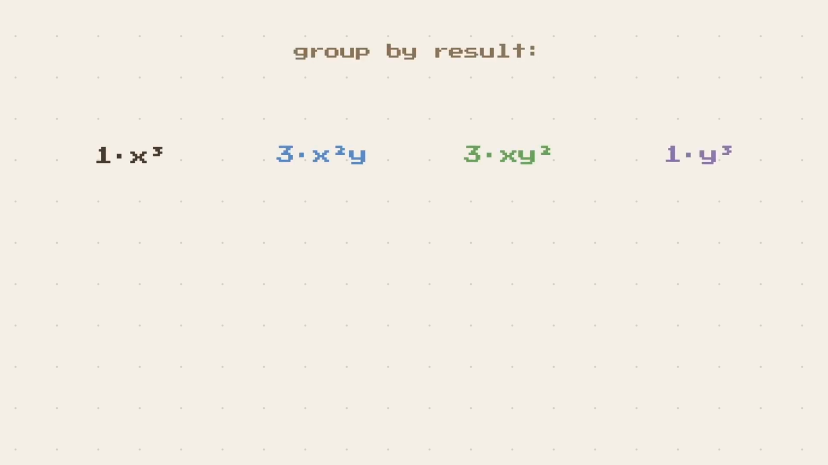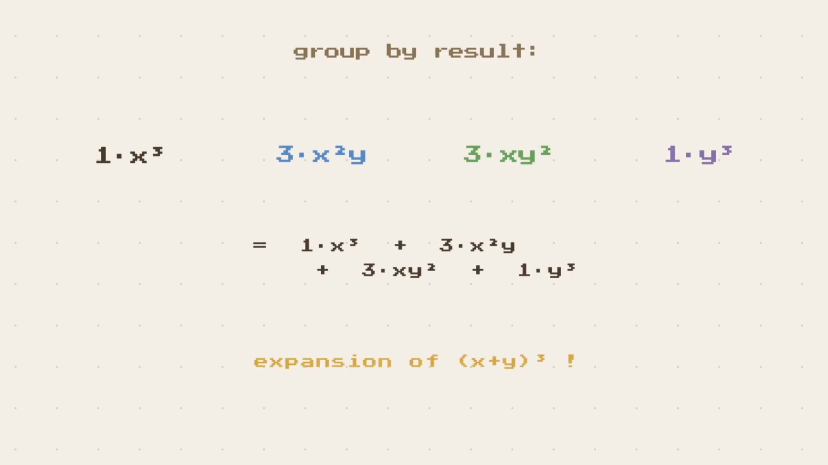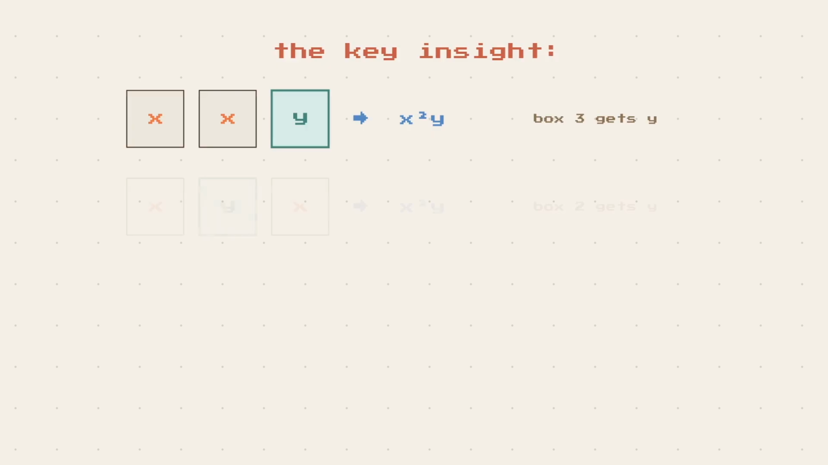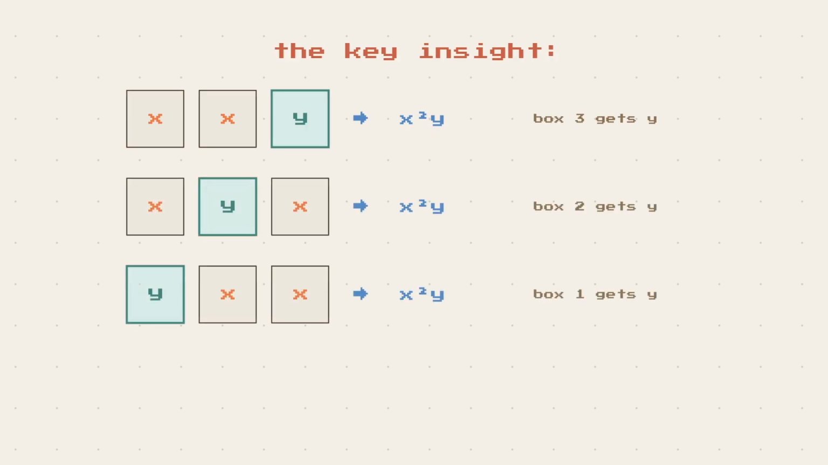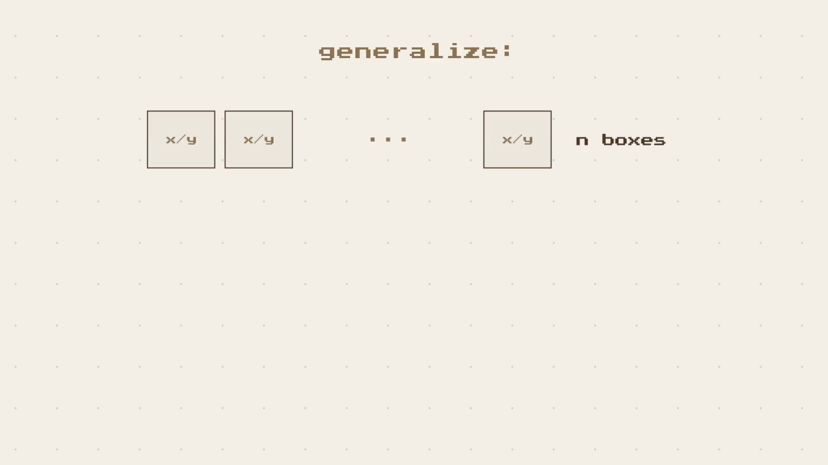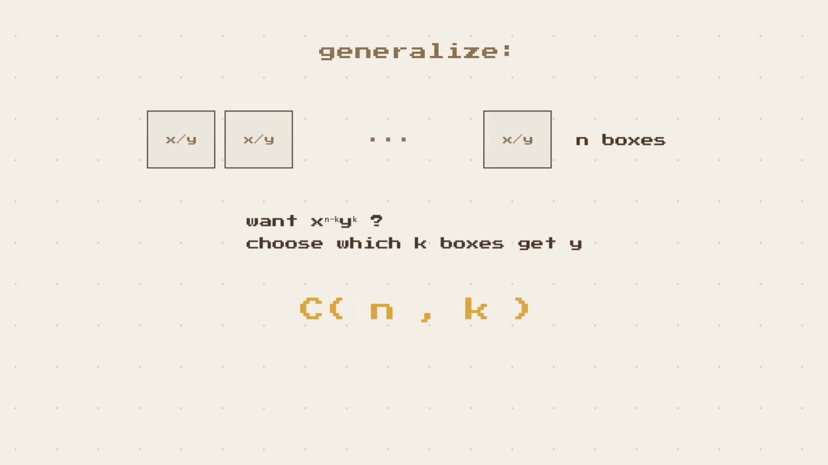Now, if you group by results, you get 1 x cubed, 3 x squared y, 3 x y squared, and 1 y cubed, which is the expansion of (x plus y) cubed. Now, the insight is that for each of these boxes, you're trying to find out which one gets the y, right? Which box gets the y. That is using the combination formula. So in general, if you have n boxes, you're choosing which k boxes get y, which gives you the C(n, k) formula.